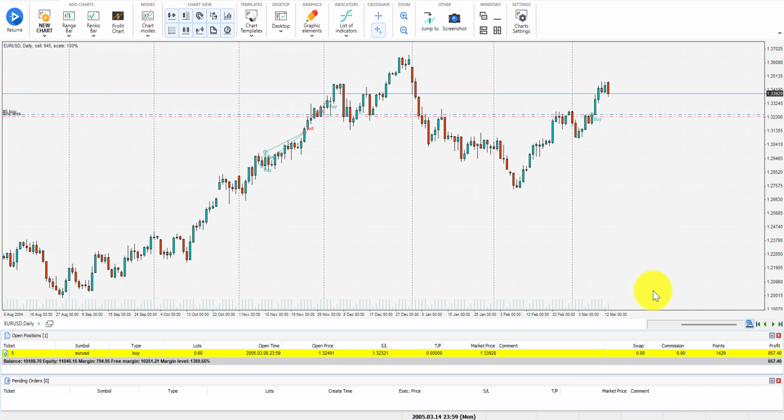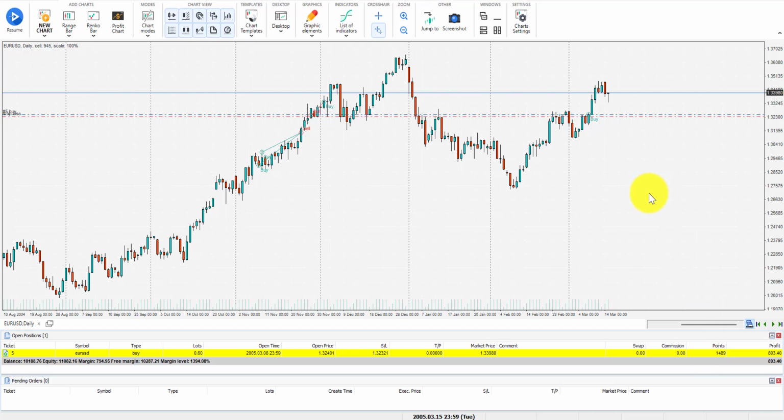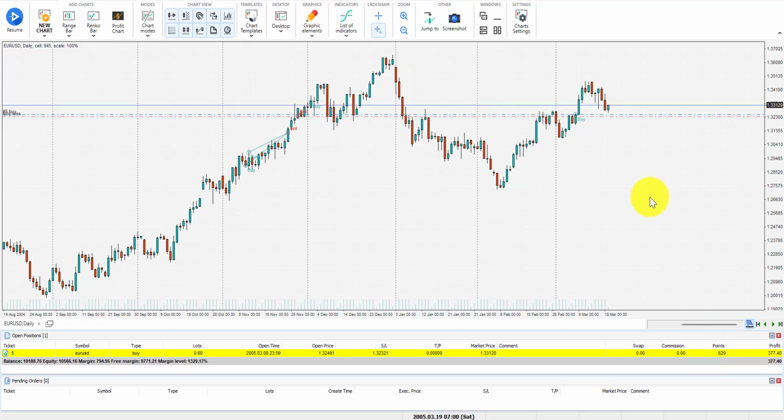4, 5. After 5 candles, it's up 142 pips. 6, 7, 8, 9, 10. After 10 candles, it's up 62 pips. Okay? So what I'm doing is every time I get the signal, I'm writing down how far we go after X number of candles. 3, 5, and 10. What you're trying to see is, is there an edge there? Is there any edge for your entry?